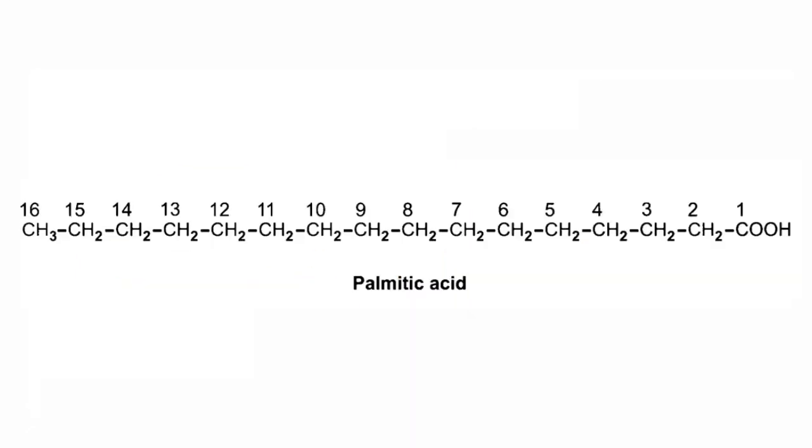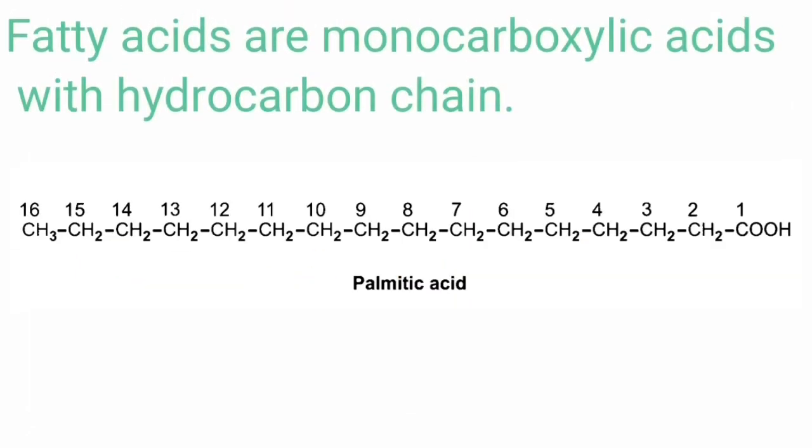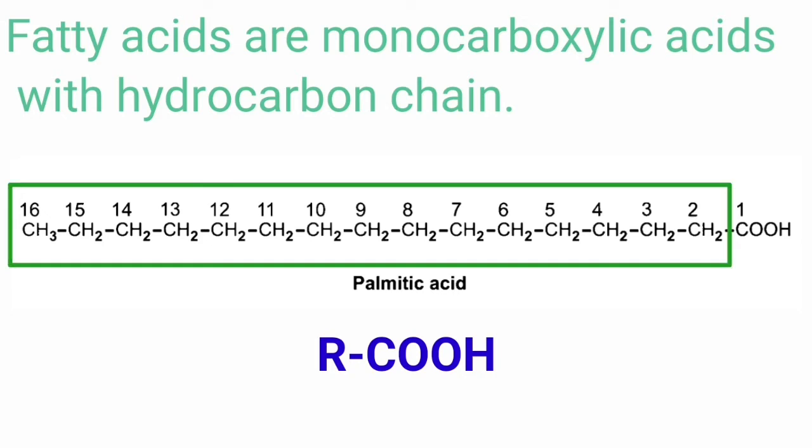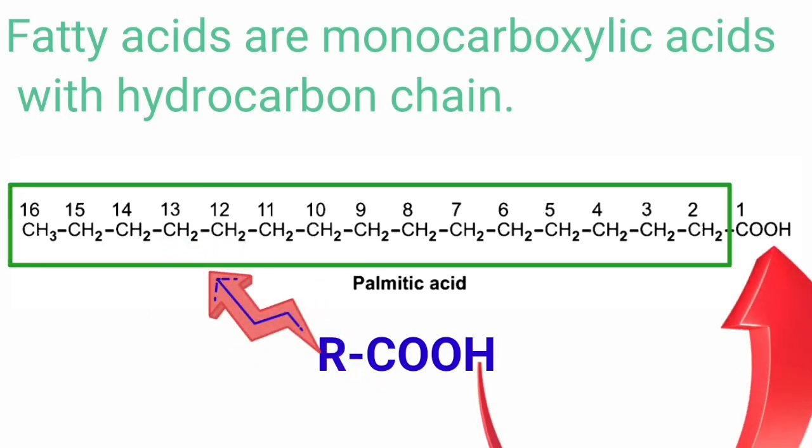Fatty acids are monocarboxylic acids with a hydrocarbon chain. For example, here you can see palmitic acid. It is a 16 carbon fatty acid. It has one carboxyl group, to which a hydrocarbon chain with 15 carbons is linked. So the general formula to represent a fatty acid is RCOOH, where R is the hydrocarbon chain and COOH is the carboxylic group.